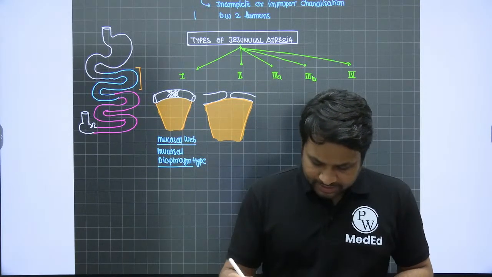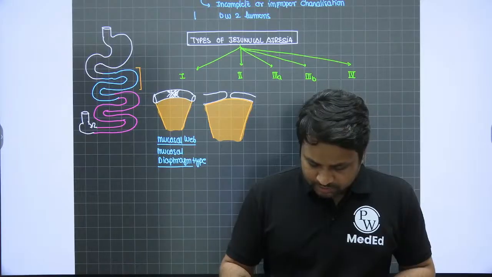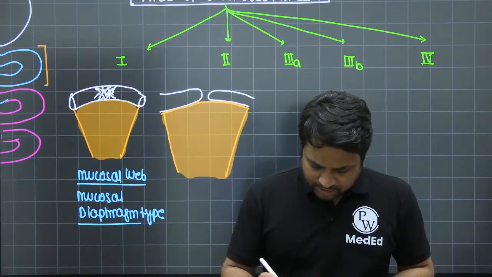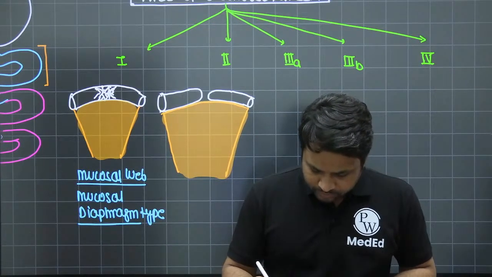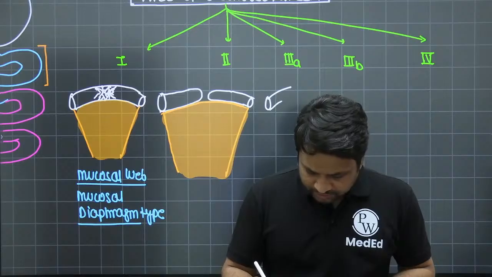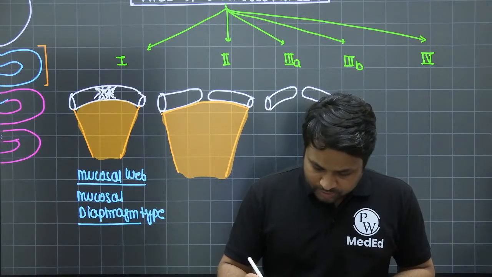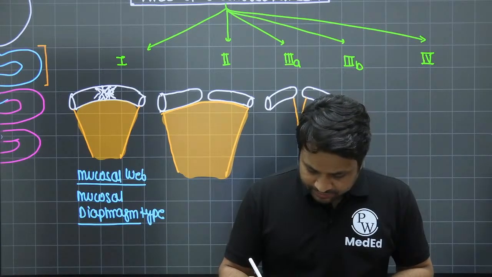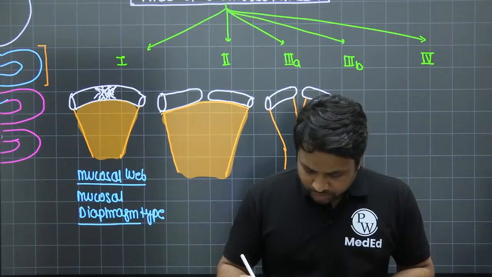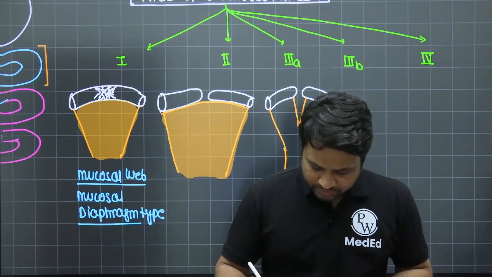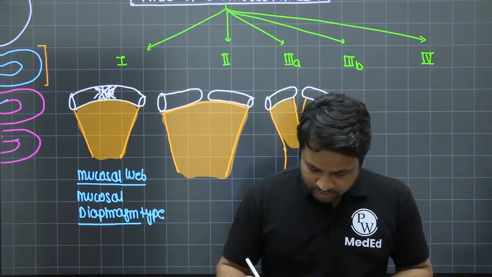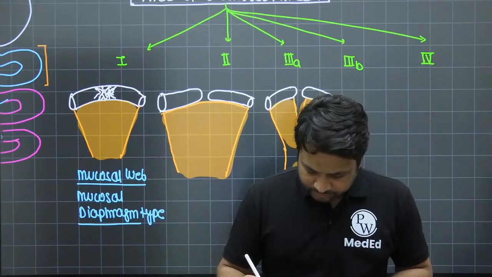In type 3A variety, you will see the same thing. The bowel lumen will have an atresia. This is the atretic segment where the lumen of the bowel is here. You will also see there is a mesenteric defect also. Not only the bowel lumen, but also the mesentery is having the defect. This is your 3A variety.